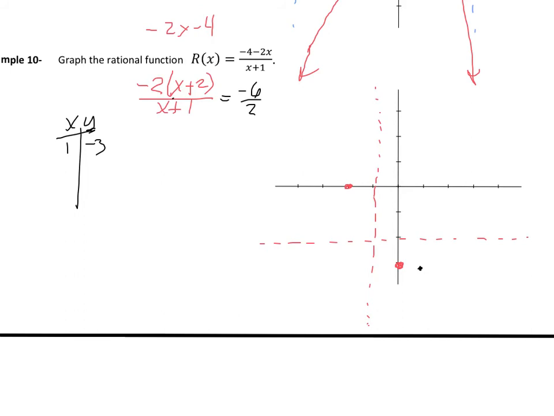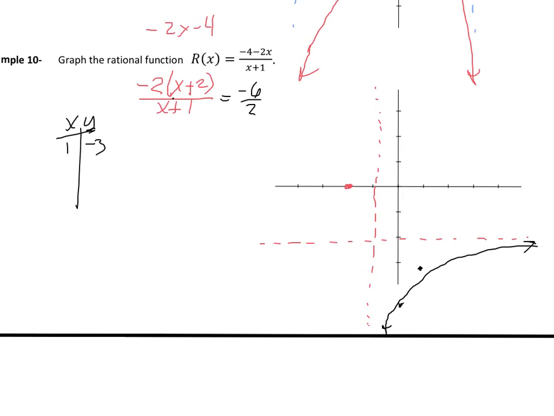Is that right? The red one should be down. Oh, the red one's on the wrong spot, right? Yeah. That one is down at -4. Oh, 1, 2, 3. Oh, so this one's down here. Okay. So now we know that one's going to look like that.